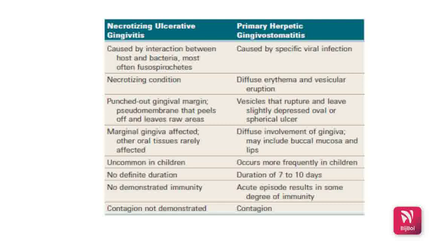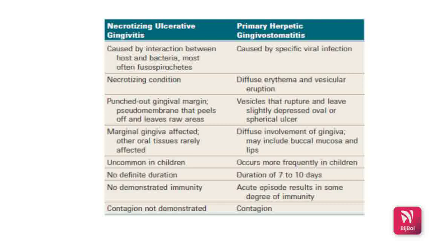Very important point, it's uncommon in children in case of necrotizing ulcerative gingivitis, whereas primary herpetic gingivostomatitis occurs more frequently in infants and children who are younger than 6 years of age. There is no definite duration in necrotizing ulcerative gingivitis, whereas the duration is 7 to 10 days in PHG. There is no demonstrated immunity in NUG, whereas in PHG the acute episode results in some degree of immunity.